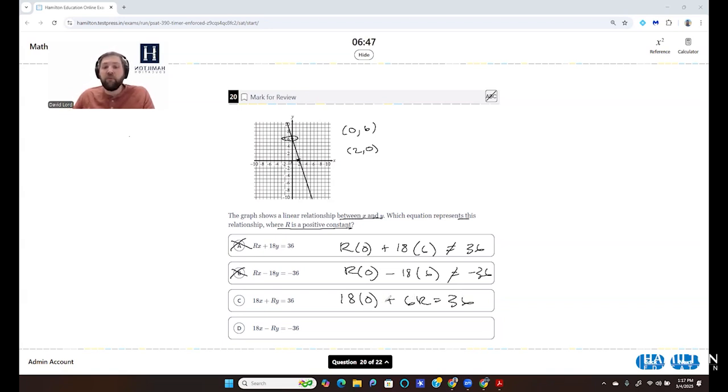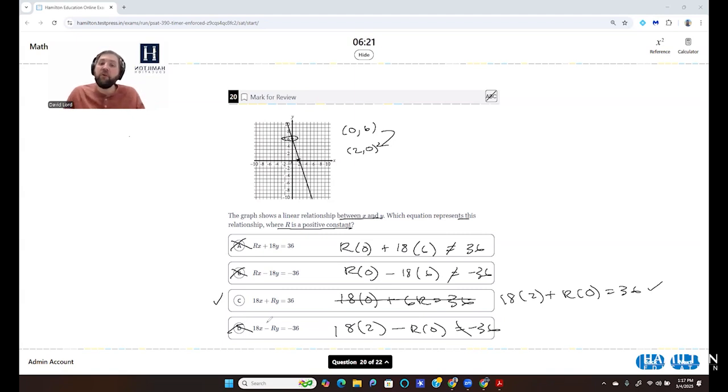So instead of plugging in the y-intercept, we're going to switch gears and go to the x-intercept. We do 18 times 2 plus r times 0 is equal to 36, which is true. So that gets a yes for me. And lastly, plugging in the x-intercept again, we get 18 times 2 minus r times 0 is equal to negative 36, and that does not work. That was the method for solving this problem. We didn't know anything about r, so we used values on the line that made r irrelevant by multiplying it by 0. Things to think about whenever looking at lines are the x-intercept, the y-intercept, and the slope.